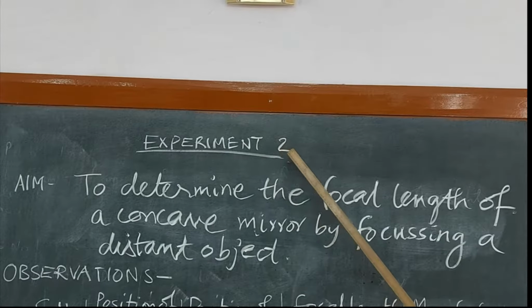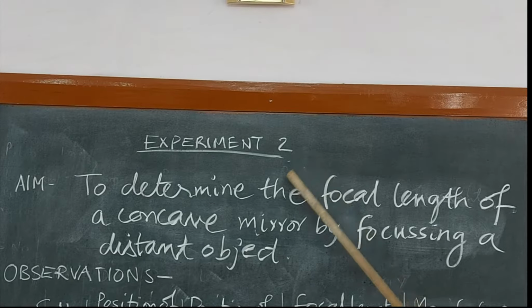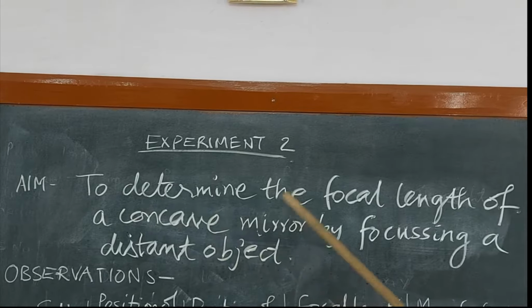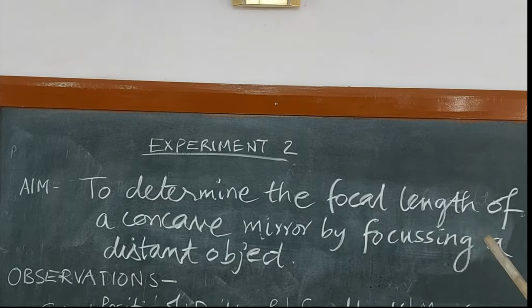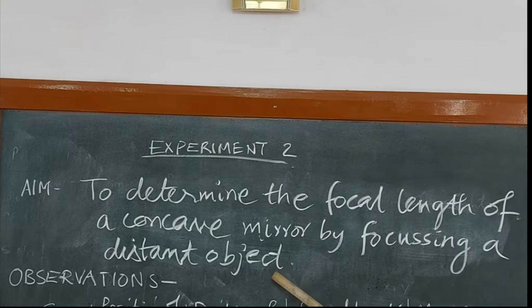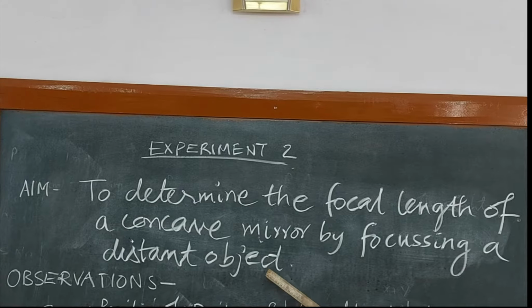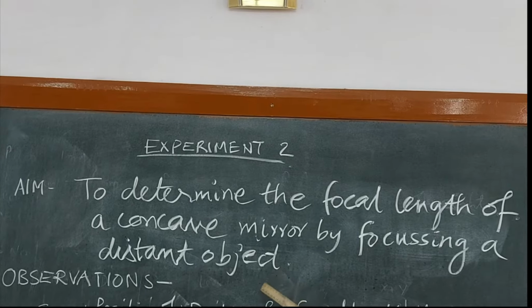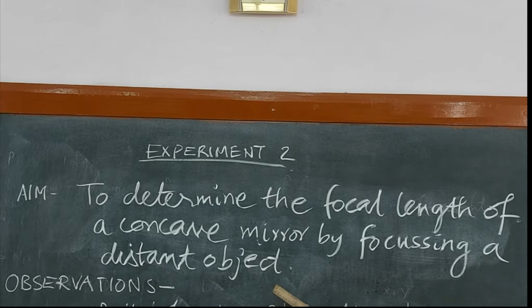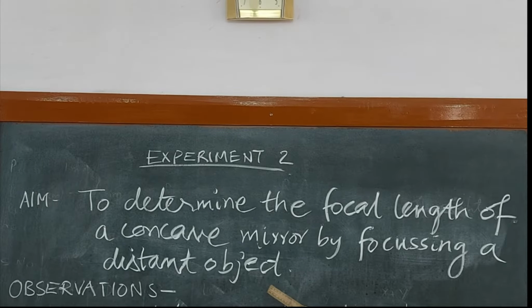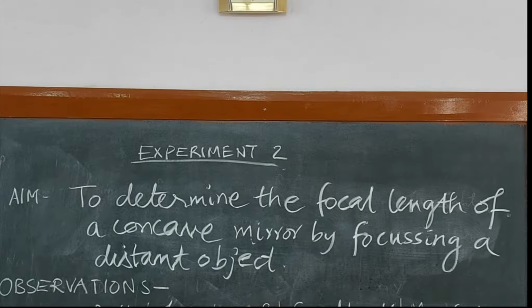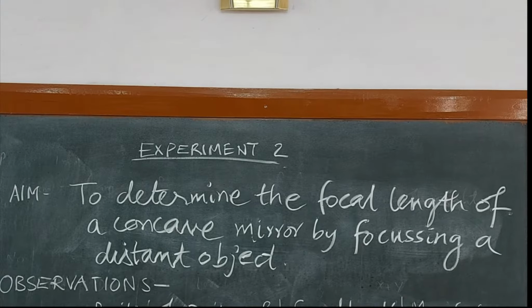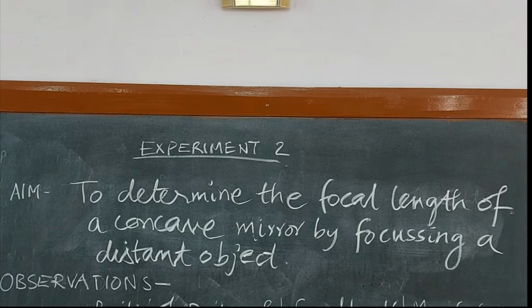Experiment 2 is from the lesson on light. The aim is to determine the focal length of a concave mirror by focusing a distant object. A distant object means any object at infinity. Infinity is that distance from where a parallel beam of light becomes parallel or appears to be parallel, meaning any distant object around. So over to the experiment now.